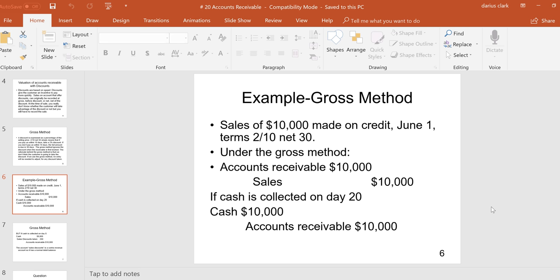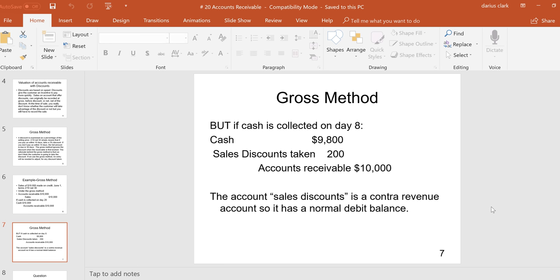But what if they do take advantage of the discount? Surprise, surprise. We thought they were going to pay us after the 10 days. Turns out, go to seven. If cash is collected on day 8, that's within the 10 days, they take 2% off. Right, we only get $9,800 in cash. Credit accounts receivable for $10,000, and the difference is a debit to sales discounts taken.